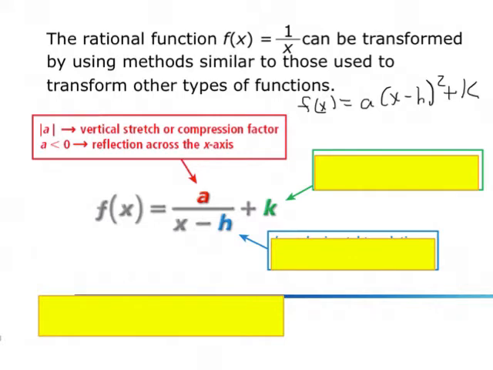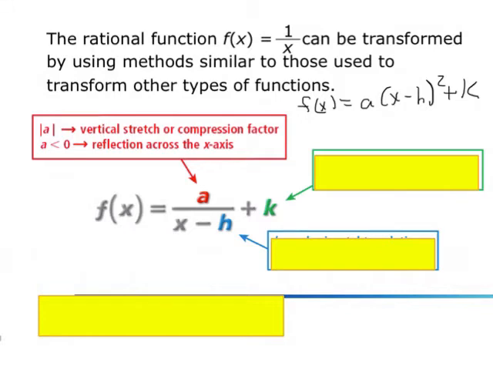Alright, now, what did the h value do? Well, the h value, remember, in the parabola is what moved it left or right. If you saw minus h, it was plus h. If you saw plus h, it was minus h. So remember, it was always opposite of what you saw.